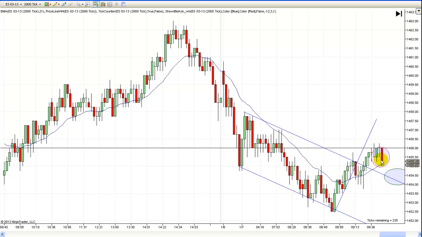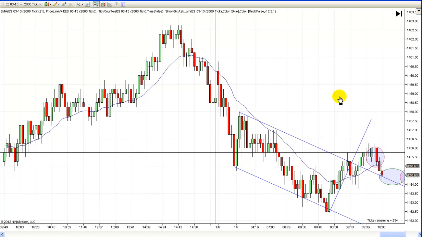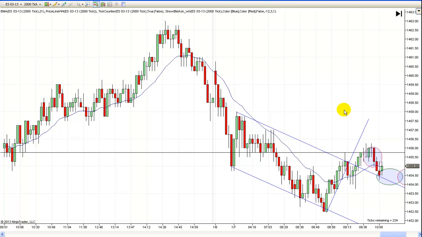So I entered one tick below that doji. And when this bar ended, you could have even considered that one. So you could have gone short one tick below that. And you see it's going lower. It's going lower.